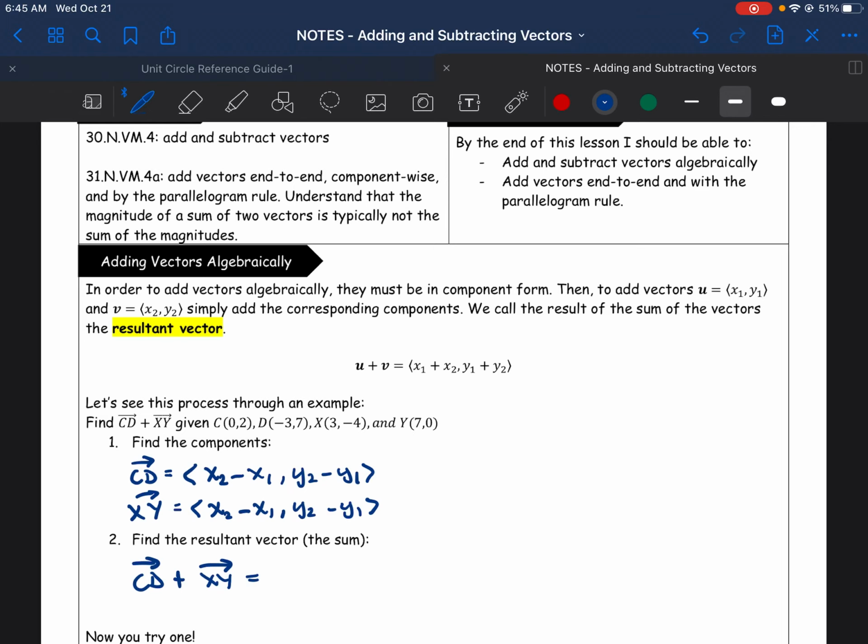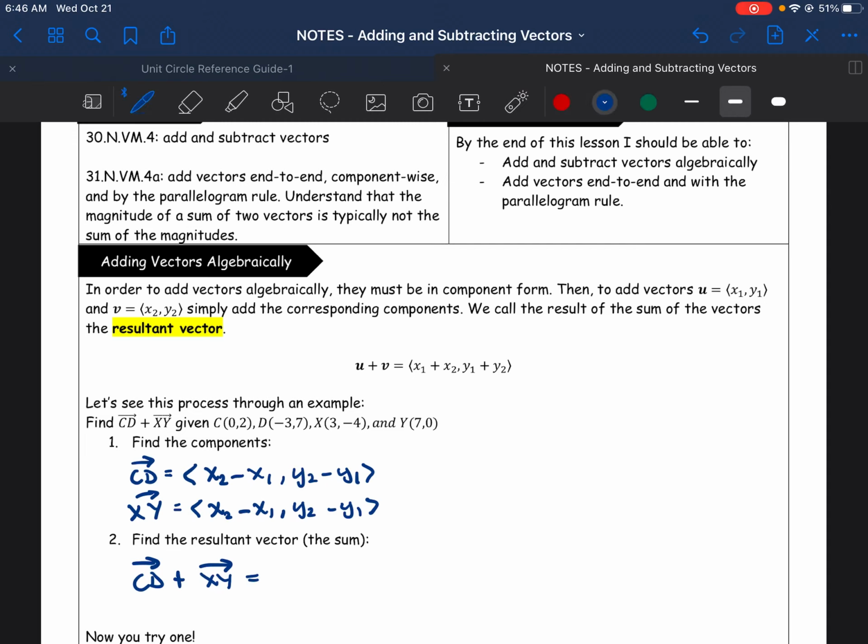So, in order to add vectors algebraically, your vectors must be in component form. Then, to add vector u, which would be x1, y1, and v, x2, y2, simply add the corresponding components. We call the result of the sum of the vectors the resultant vector, okay? Or, in notation, vector u plus vector v would equal x1 plus x2, y1 plus y2. Here's our horizontal component, here's our vertical component. Let's look at this process through an example.